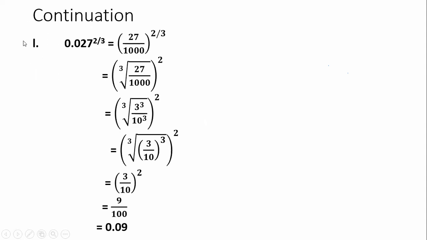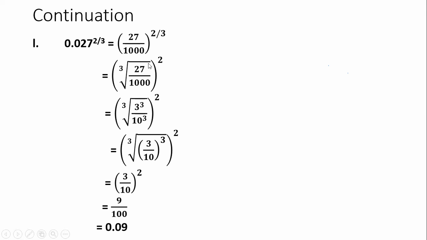The next one now is 0.027 raised to the power 2 over 3. Now this is a fraction, we call it a decimal fraction. So we change it to a normal fraction. After the decimal point, you have the tenths, the hundredths, and the thousandths. And that's why we are dividing by 1,000. That's why you have 27 divided by 1,000, raised to the power 2 over 3.